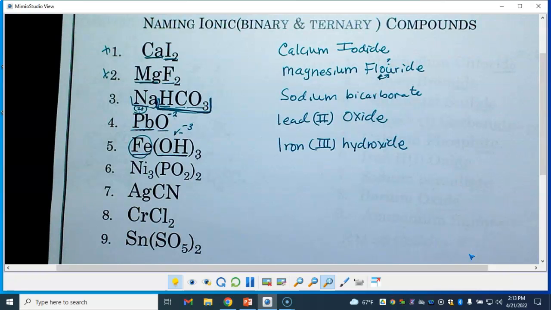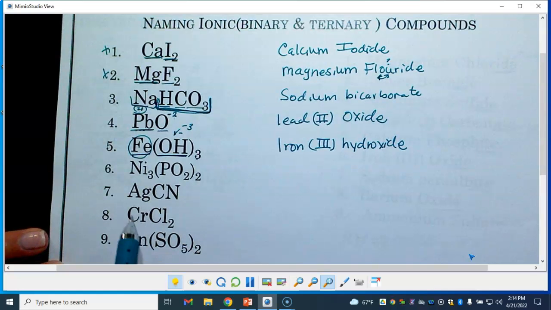Hydroxide. Yep, because OH is a polyatomic ion. So the OH together is hydroxide. Okay, let's do a few more and then we'll give you your assignment. We'll just see how far we get.